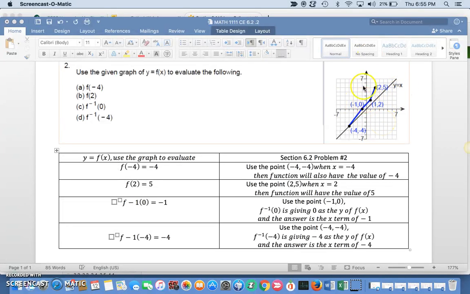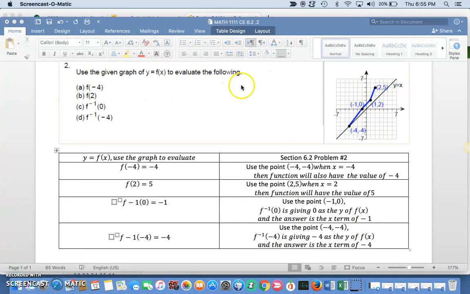If you were to graph the inverse of these, this point would still be (-4, -4). This point would become (0, -1). This point would become (2, 1). This point would become (5, 2). And it would be symmetric to that line.